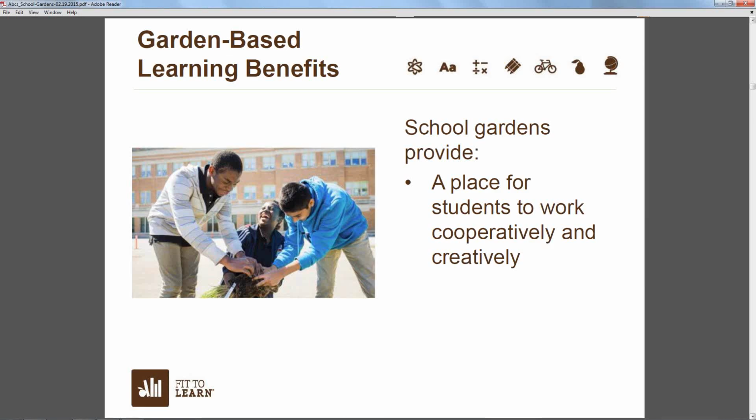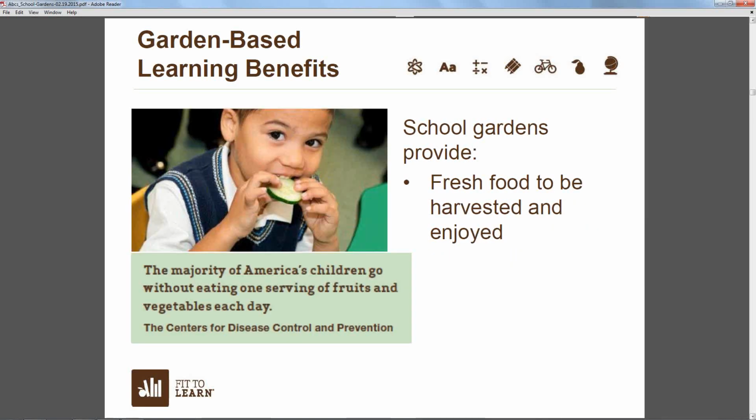What studies have shown is that students who participate in garden-based learning show a significant increase in self-understanding and the ability to work in groups compared to non-participating students. So more food for thought.